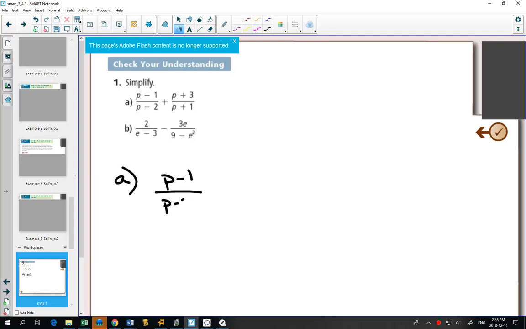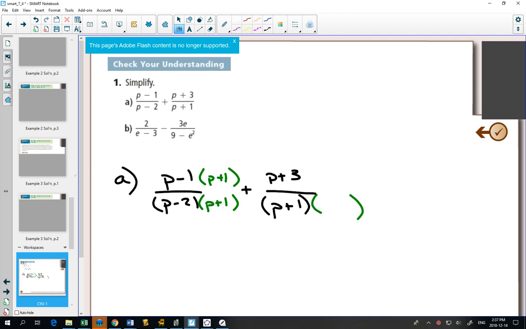We are adding fractions. First thing you're going to look at is, do you have a common denominator? No. What's the first one missing? And what's the second one missing? First one's missing the p plus 1. And the second one's missing p minus 2.